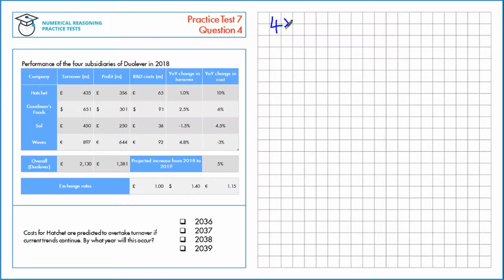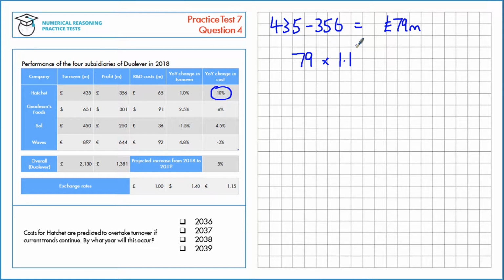That's 435, the turnover, take away 356, which is £79 million. We know that costs increase by 10% each year. So an increase of 10% is like multiplying by 1.1. If you start with 79 million and multiply by 1.1, that'd give us the costs in 2019.